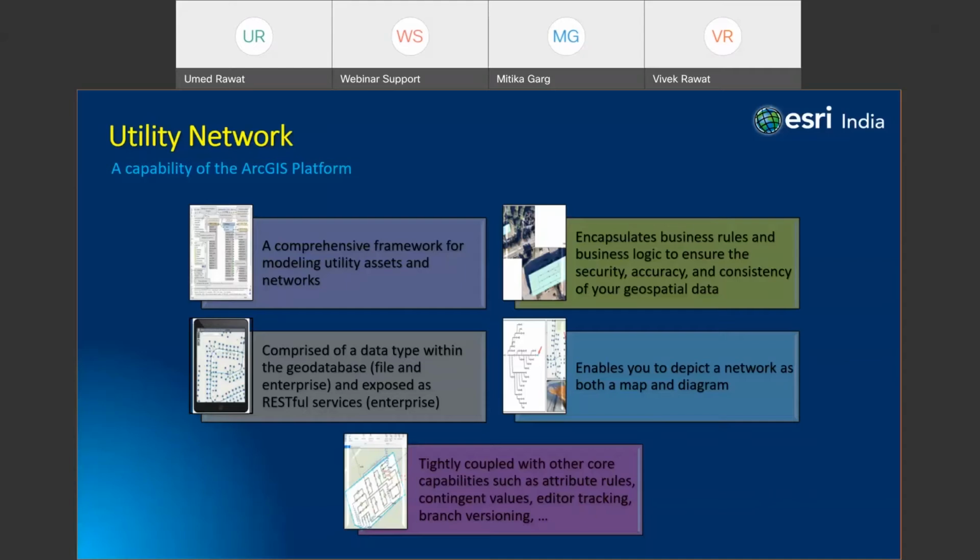The fourth point is that it helps you depict a network as both a map and a diagram, giving dynamic views. On one side you can see the map, and on the other side you can see a single line diagram, where you can understand your network and work dynamically. The last point is that it is tightly coupled with core capabilities such as attribute rules, contingent rules, editor tracking, and branch versioning, and enabling on the enterprise side, you can get the benefit of all ArcGIS Enterprise capabilities. This is built on knowledge of how utilities are evolving.